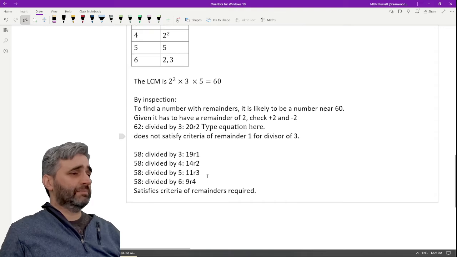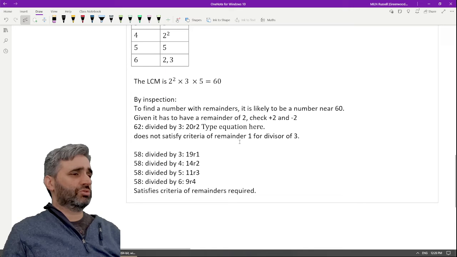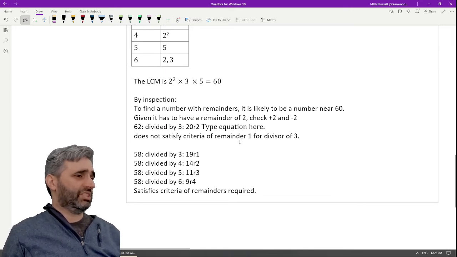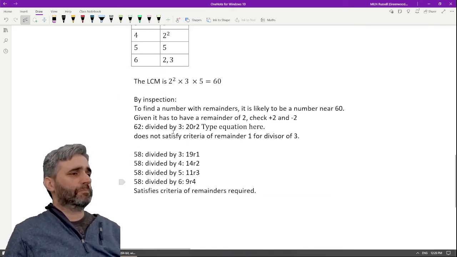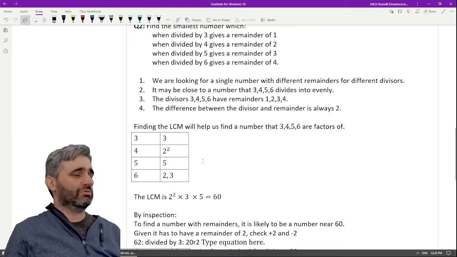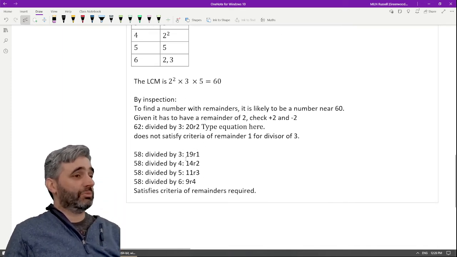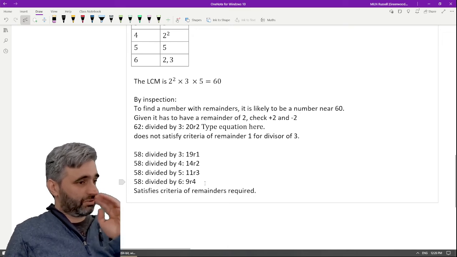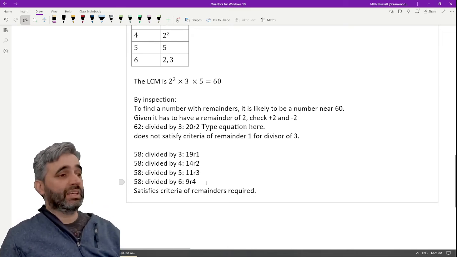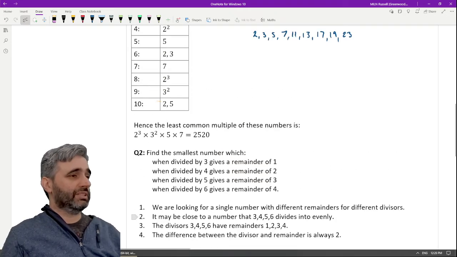So then I look at these and I say, all right, 2 squared is the highest power, and then just 3 and 5. Multiply those together and I get 60. Now if I test 60, it doesn't give me the remainders that the question is asking for. So I'm going to try 58 and 62. I tried 62 first, and when I divided it by 3 it gave me a remainder of 2, but according to the question I want a remainder of 1, so that's no good. Then I tried 58. It gave me a remainder of 1, and when I divided by 4, it gave me a remainder of 2. When I divided by 5, it gave me a remainder of 3. When I divided by 6, it gave me a remainder of 4, as per the question. And thus I was able to answer: find the smallest number with all of those criteria.